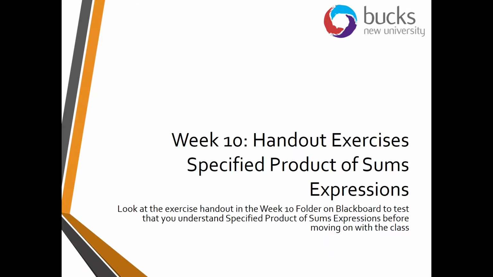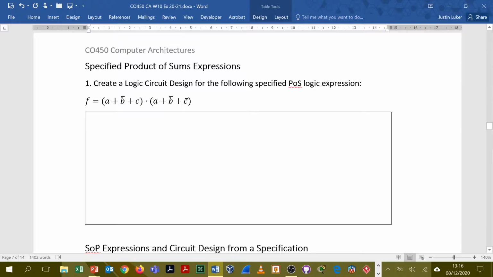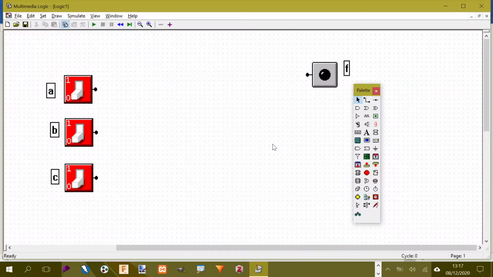So again, we've got a little exercise to build our little product of sums expression. We're going to create a logic circuit design for the following product of sums expression: F equals A or not B or C, and A or B or not C, which is basically the one we just were looking at. So let's go and create that in multimedia logic. So here in multimedia logic, we're using ORs now. ORs first level in a product of sums, going into AND second level.